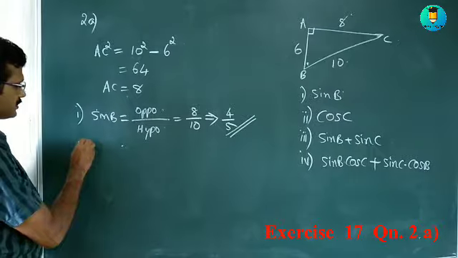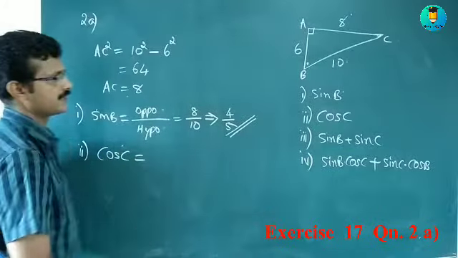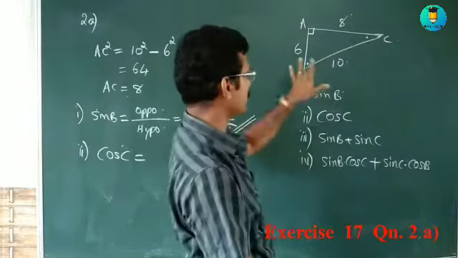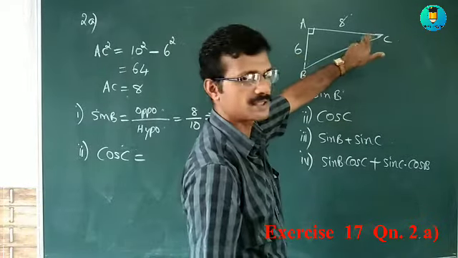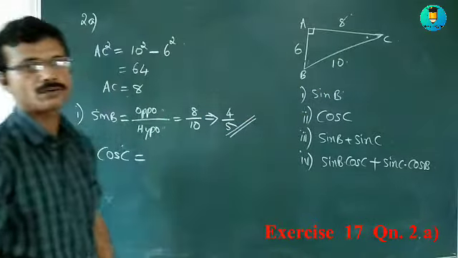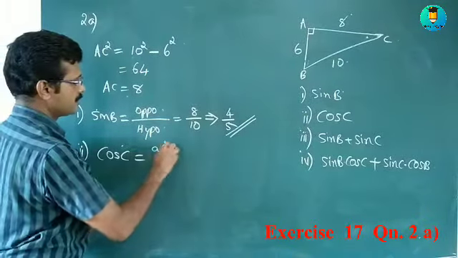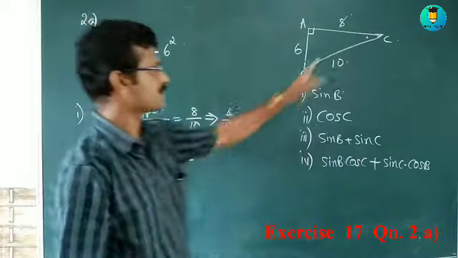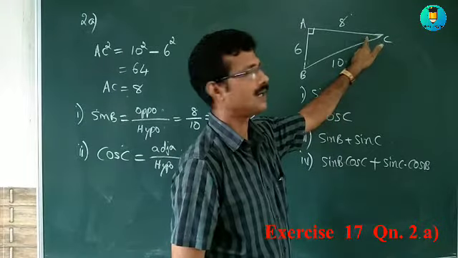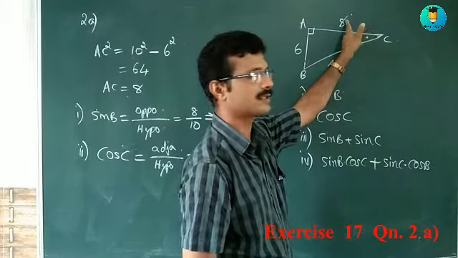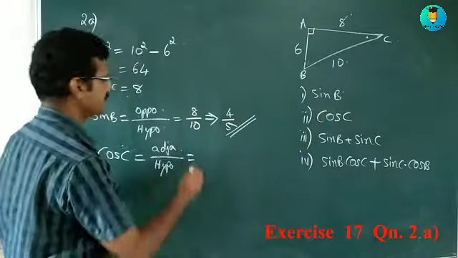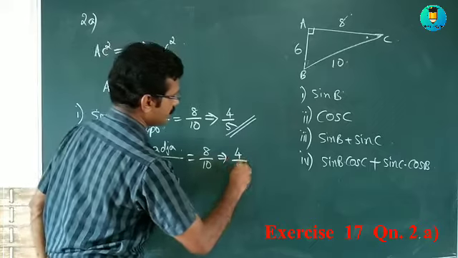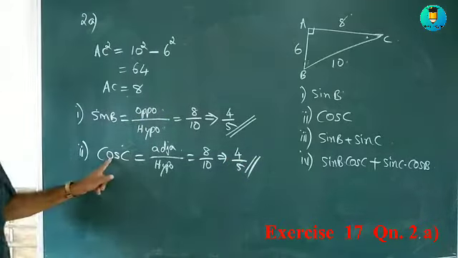Okay, now second part. Cos C. Here the angle is C, this is the angle. So remember that this is the angle cos C, and cos theta we know is adjacent by hypotenuse. So cos C with respect to C, adjacent side is the side near to that, 8, by hypotenuse, that is 8 by 10. So this is also 4 by 5, that is cos C.